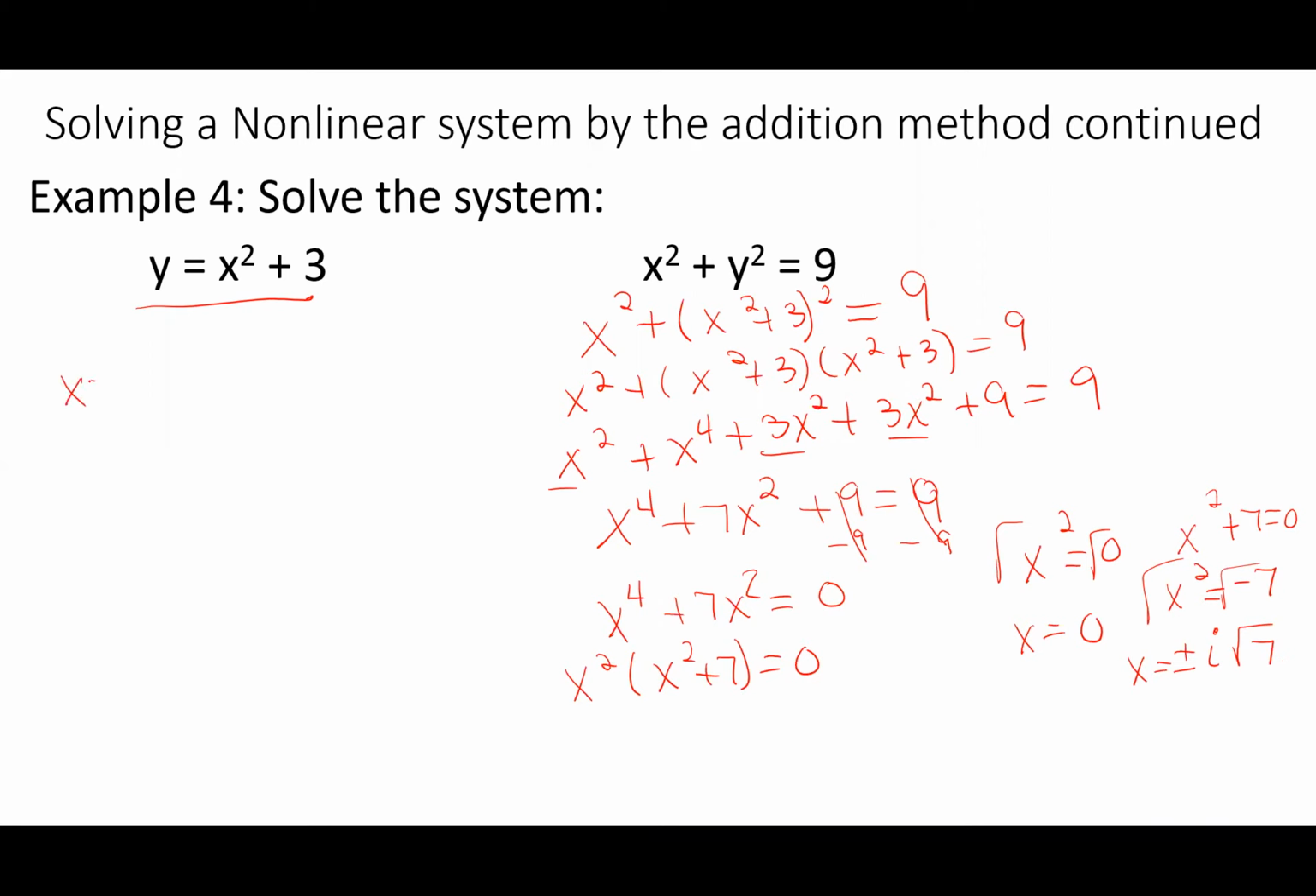So when x equals 0, I get y equals 0 squared plus 3. So y equals 3. So that solution is (0, 3). Okay? When x equals i square root of 7, now make sure your problem asks for all solutions, because if it just asks for real solutions, this one's imaginary. But y equals (i square root of 7) squared plus 3, and that's not something we can graph. Okay? So this would not be a solution that we would include because we're looking at ones that are real. So our only answer here would be (0, 3).